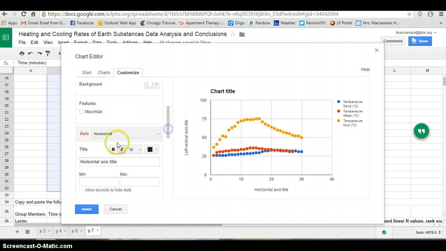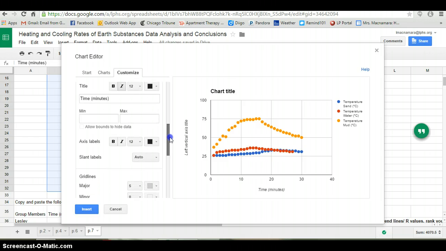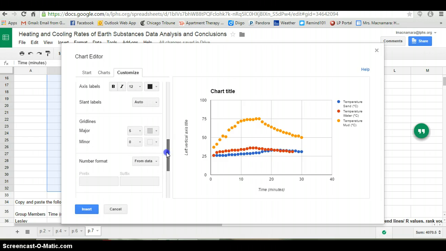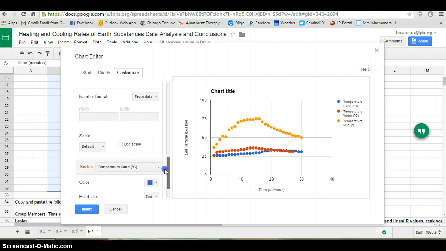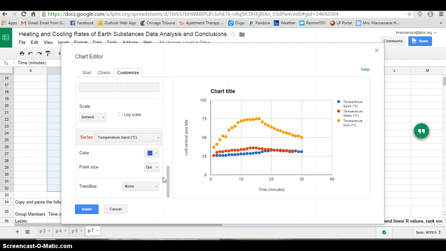Other key things here, your axes. So again, the horizontal was your independent variable. Okay, so this horizontal should be your time in minutes. And we'll get back to how to do the left axis scale in a moment. Now, we want trend lines for every piece of data.